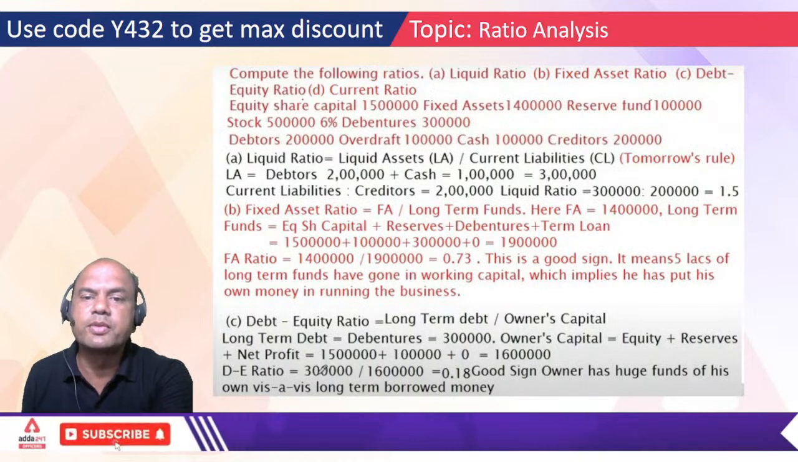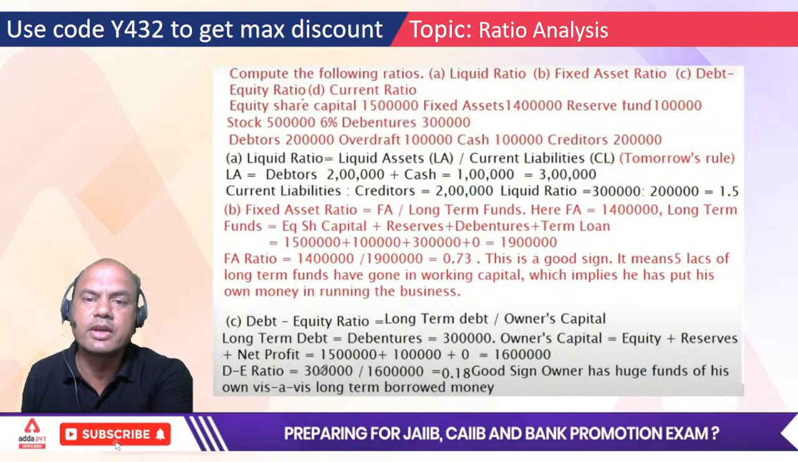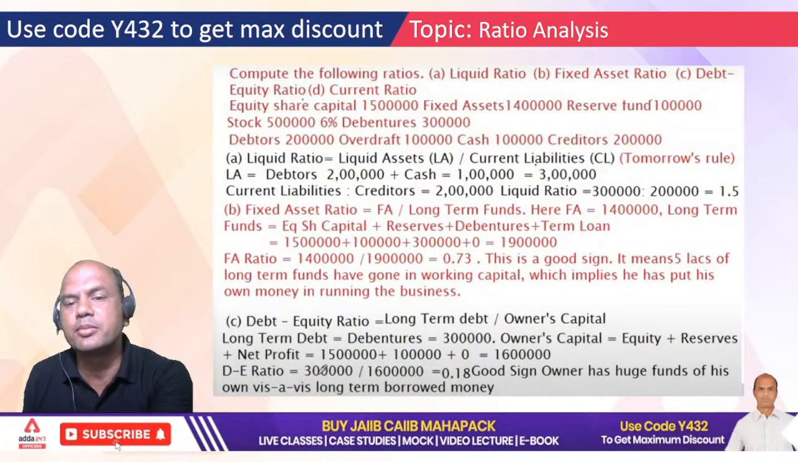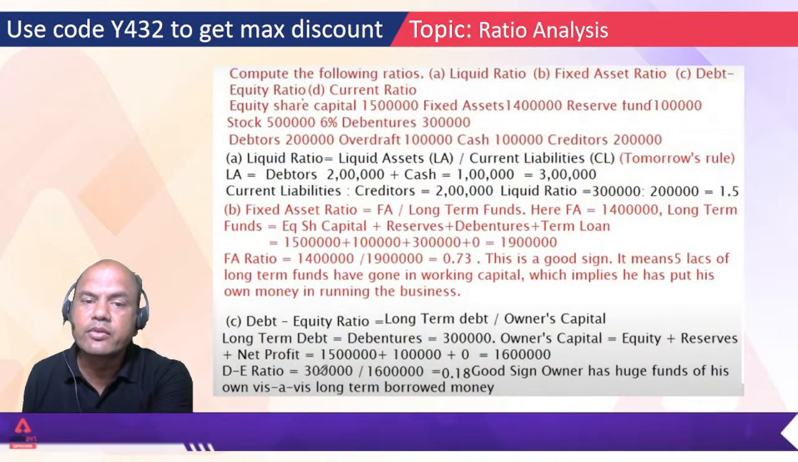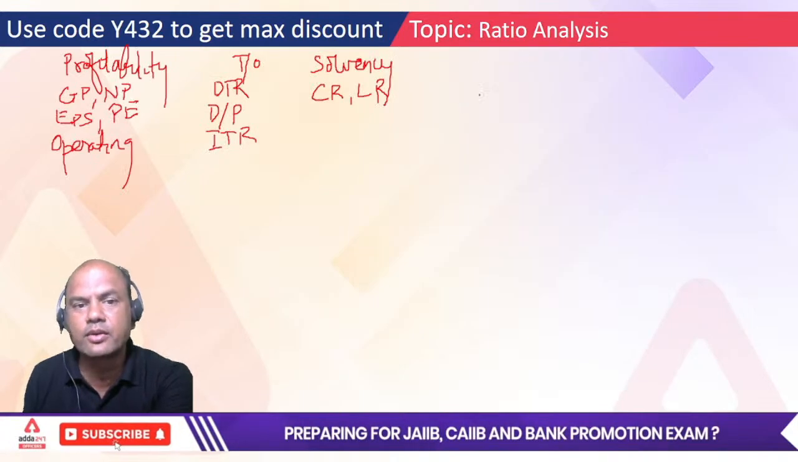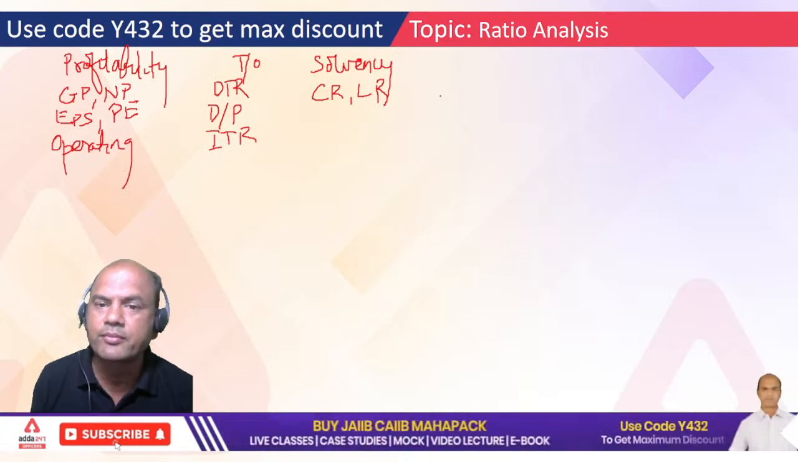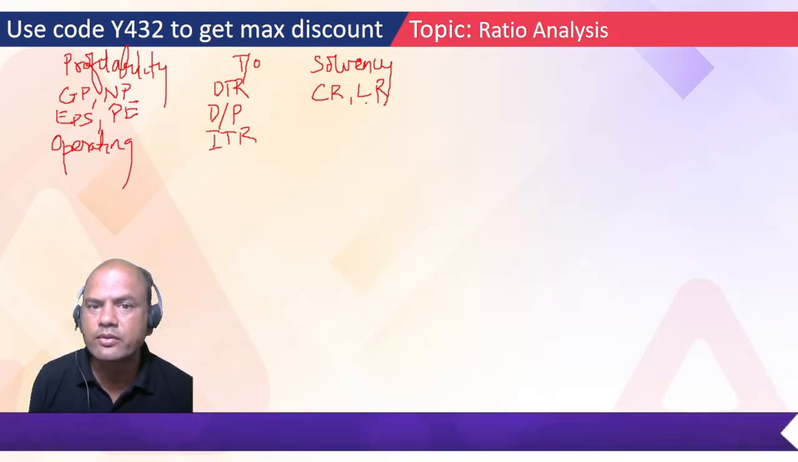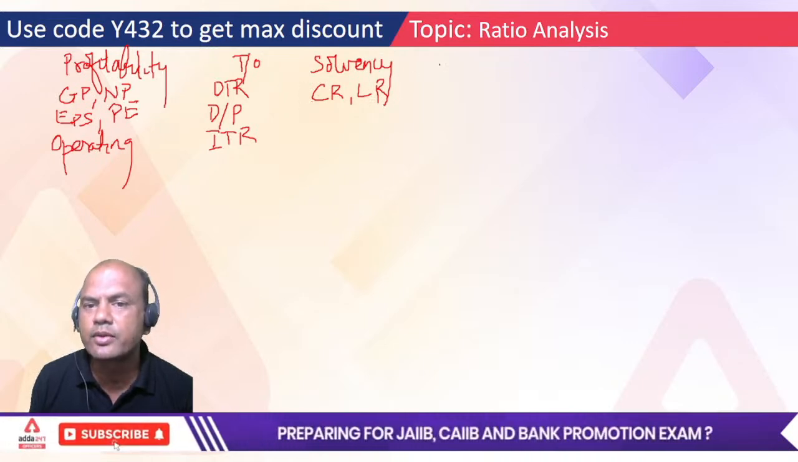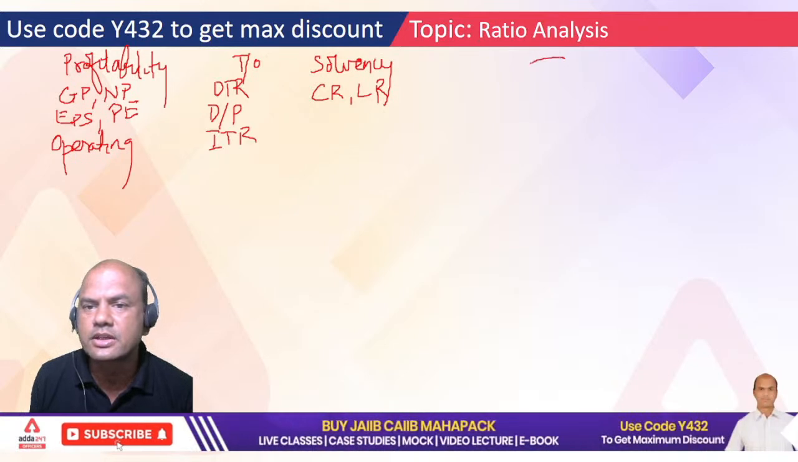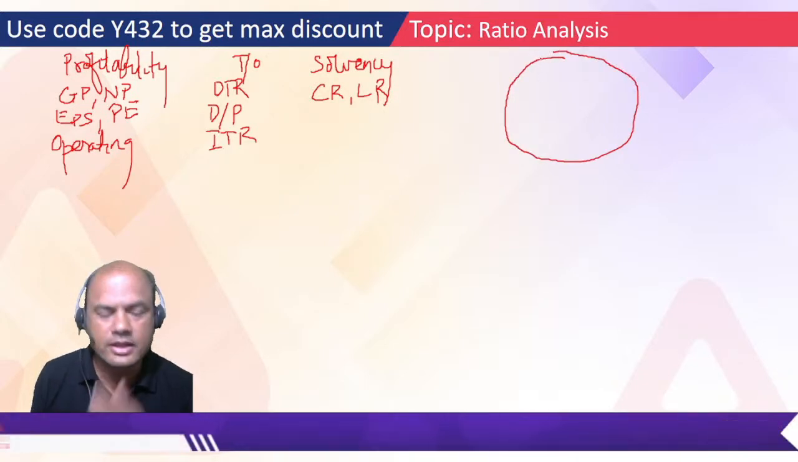What is first? Liquid ratio. What is the formula for liquid ratio? Liquid ratio means liquid assets upon current liabilities. Now what are the liquid assets over here? I'll tell you again. Remember, there are 2 parts always. One is current ratio, liquid ratio. Similarly, current asset and liquid asset. So current asset consists of, I'll write it over here, this full circle is the current asset. What are the current assets?